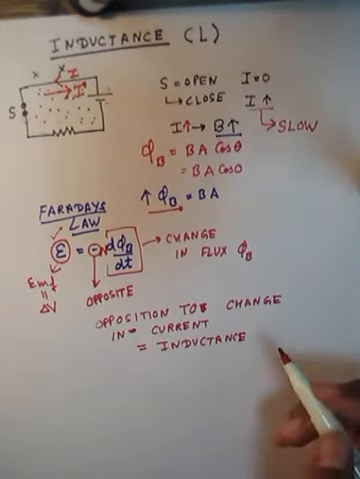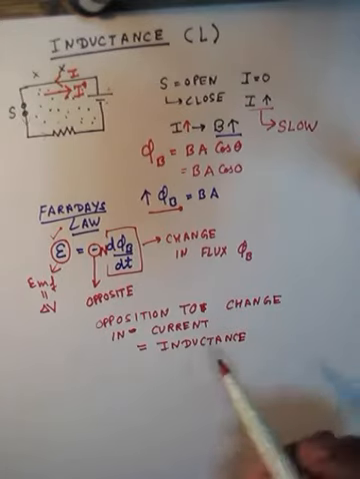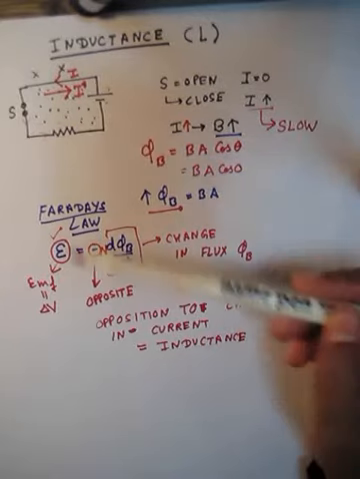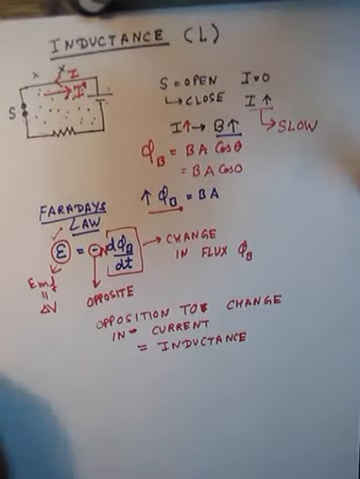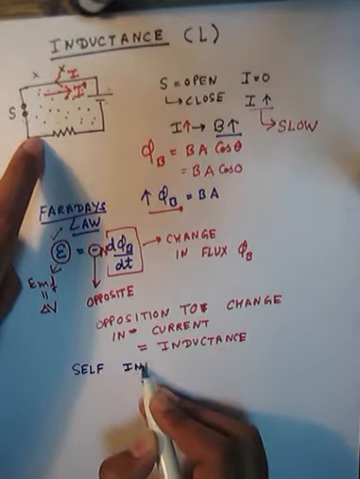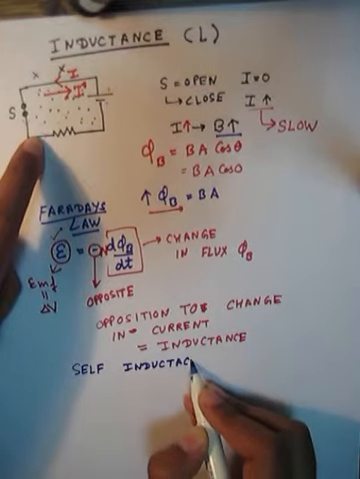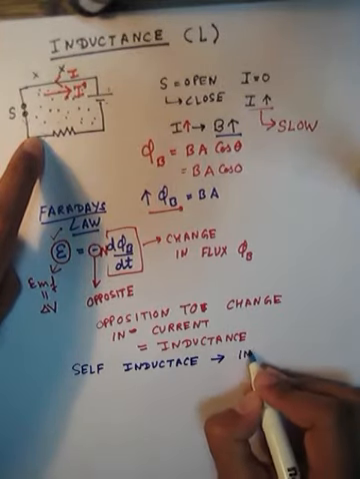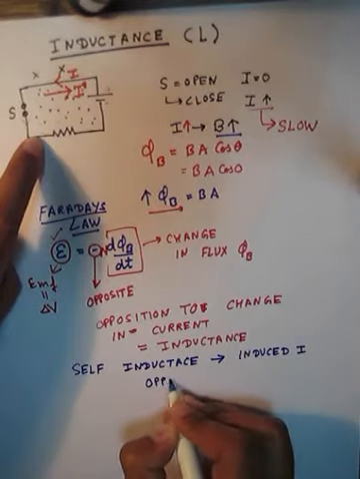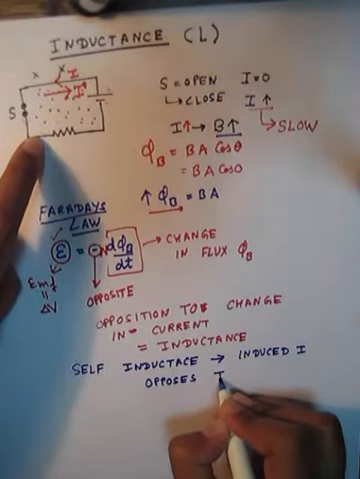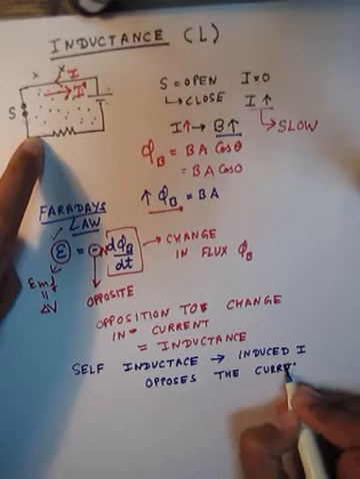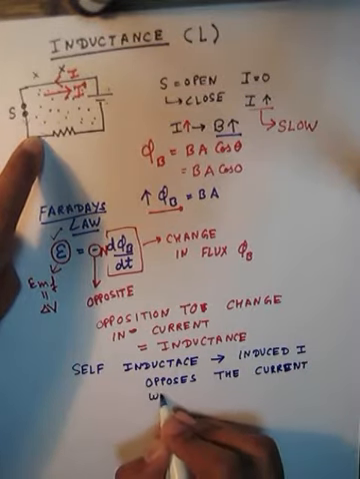Okay. So in a circuit, how much capacity a circuit has to oppose a current, how much opposition it has to current, is called inductance. Now this particular case is called self-inductance. Why? Because the induced current opposes the current which produces it.